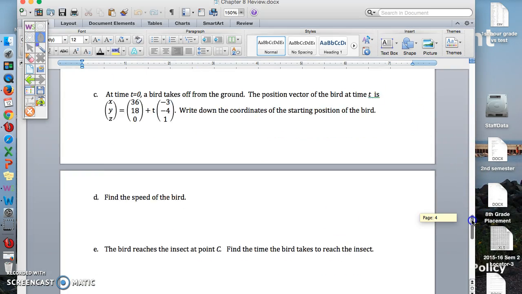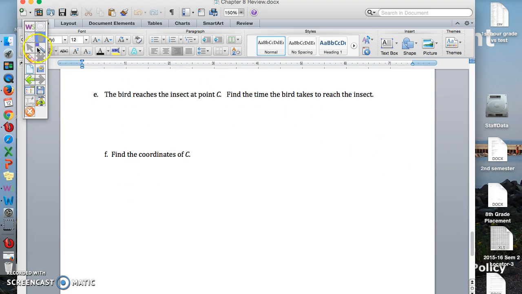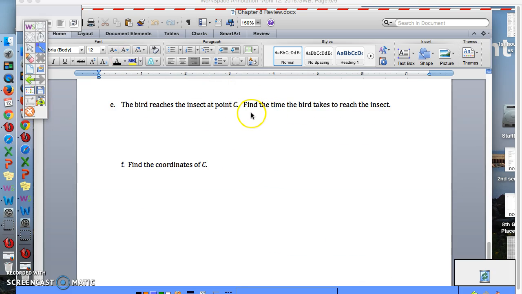And let's see this last bit for this one. The bird reaches the insect at point C. Find the time it takes the bird to reach the insect. So we have our insect of 0, 0, 6 plus t times 3, negative 1, 0. We want to know when it reaches our bird, which was 36, 18, and 0, plus t times negative 3, 4, and 1.